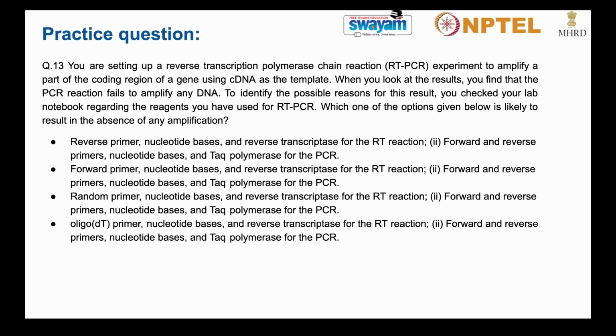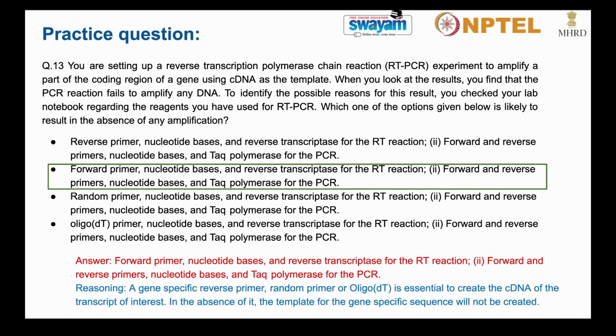Okay, so now I'll tell you the answer. The correct answer is option B. Due to option B, the amplification was not observed. Now let's see the possible explanation for this. As you can see, in the lab notebook forward and reverse primers, nucleotide bases and Taq polymerase were written, but in what you have used, you have missed the reverse primer, due to which you could not observe the amplification.